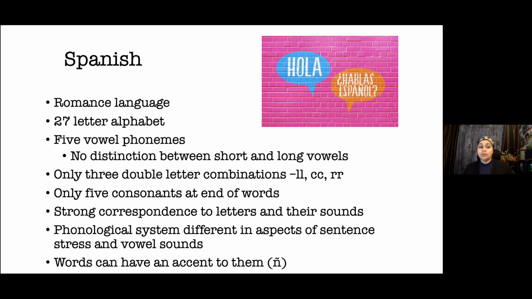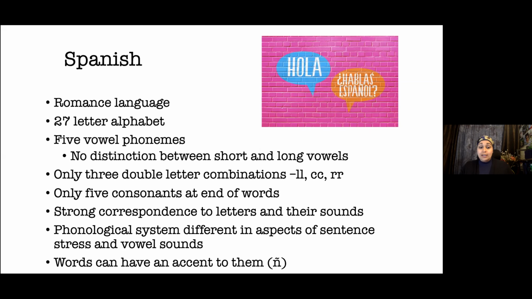So a lot of times you'll get that student that will phonetically correctly write a word, however, it's spelled wrong. And that's because sight words are just so difficult for them. They just don't make sense sometimes because they're like, but that letter should make this sound all the time. And that's because there's usually that correspondence in Spanish. Phonological systems are different in aspects of sentence stress and vowel sounds.